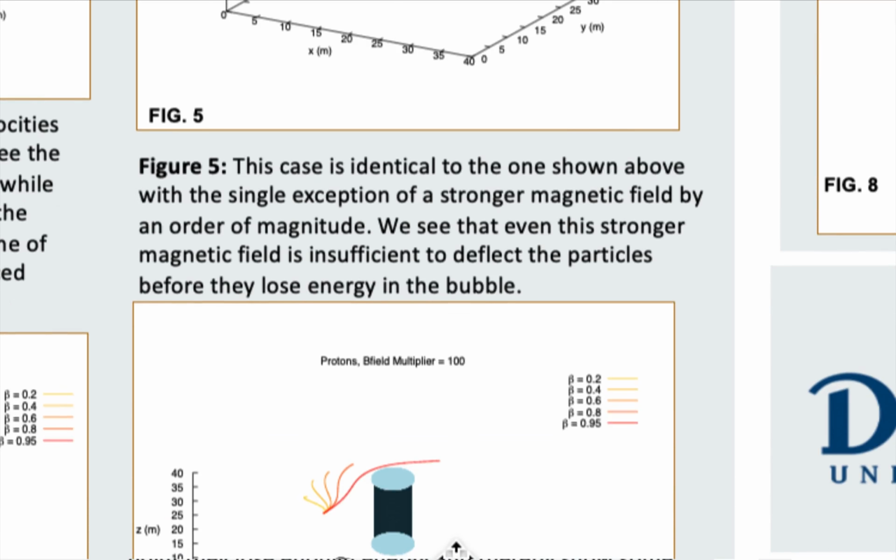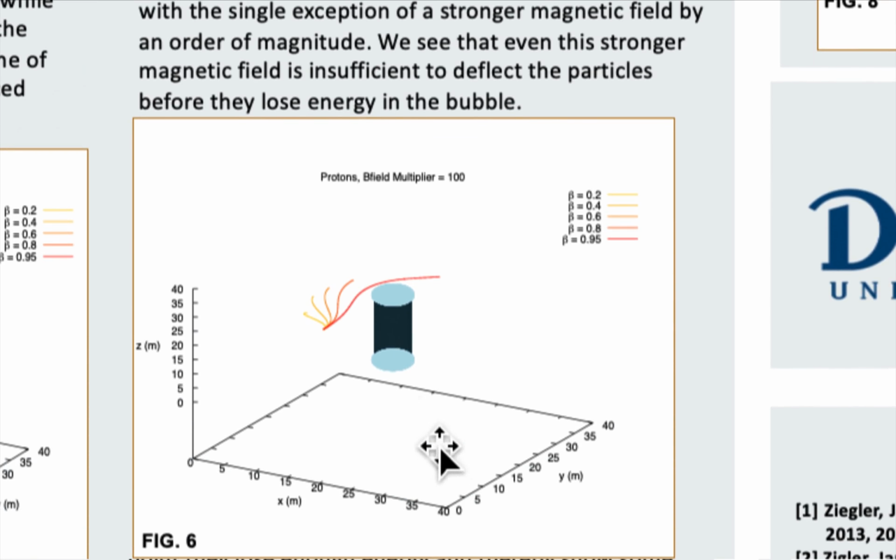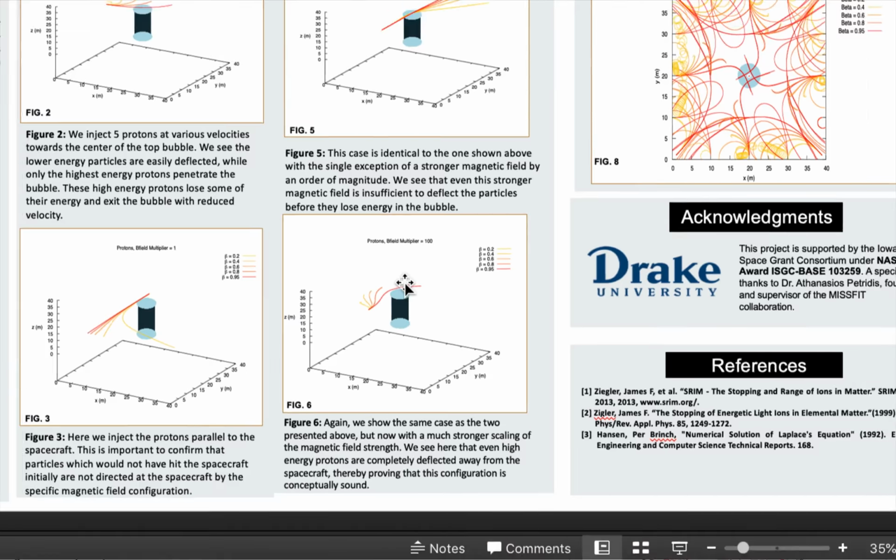Now, what happens if we increase the magnetic field and we scale by 1,000? Well, then we see that all the particles are completely deflected away from the spacecraft, and even the very high energy relativistic particles are completely deflected away from even the bubble, and they don't enter into the gas bubble.